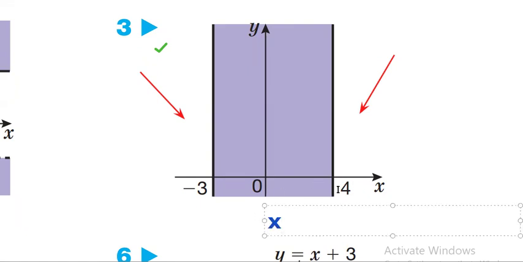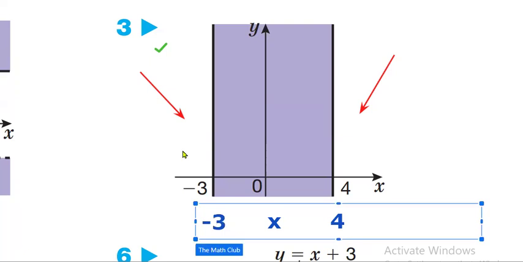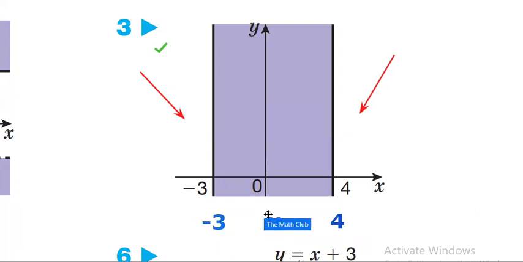Now the two numbers, we have 4 here. Let's write it here. And we have negative 3. And they must be in order of size, from the smallest to the largest. Okay, like this. This means it starts with negative 3. In the middle, we have x, ends with 4.